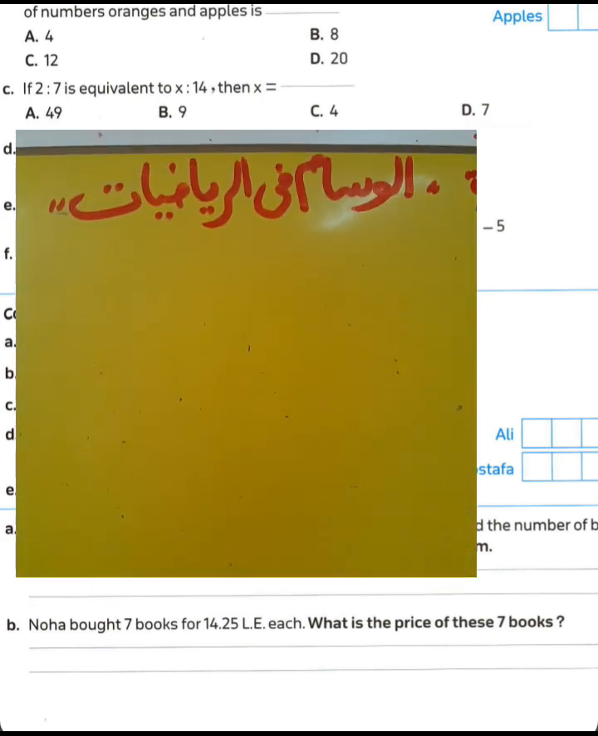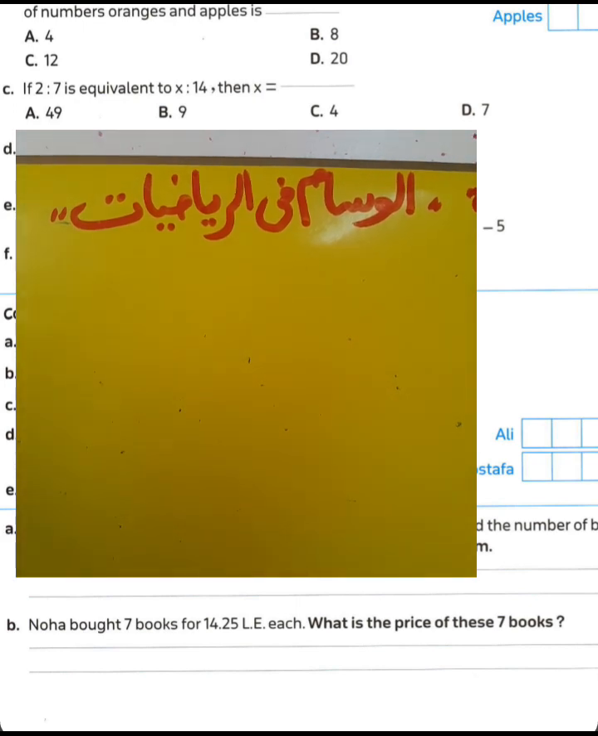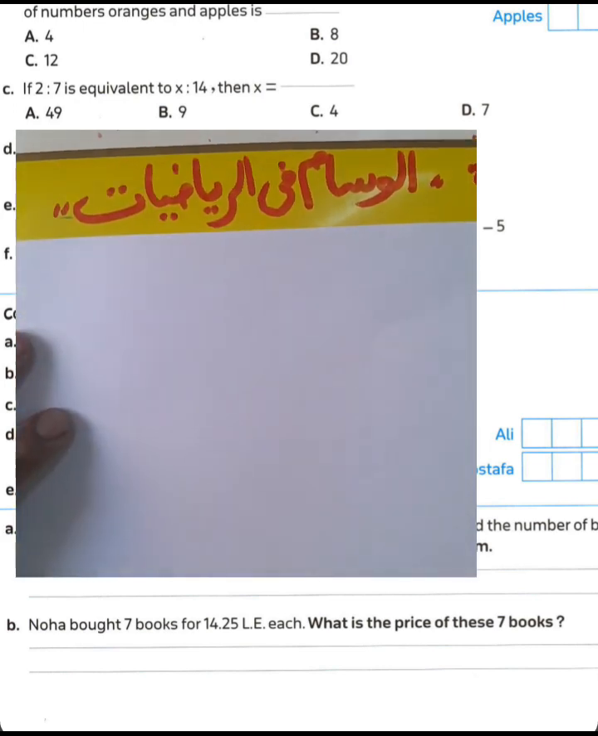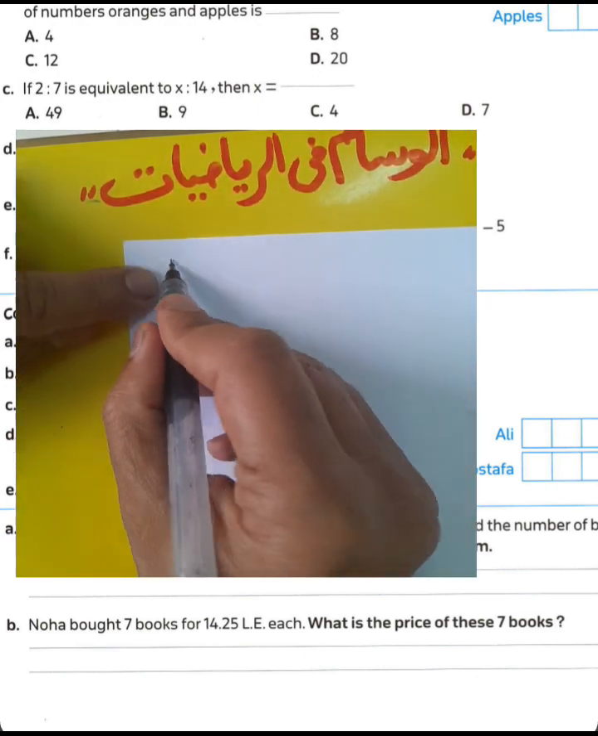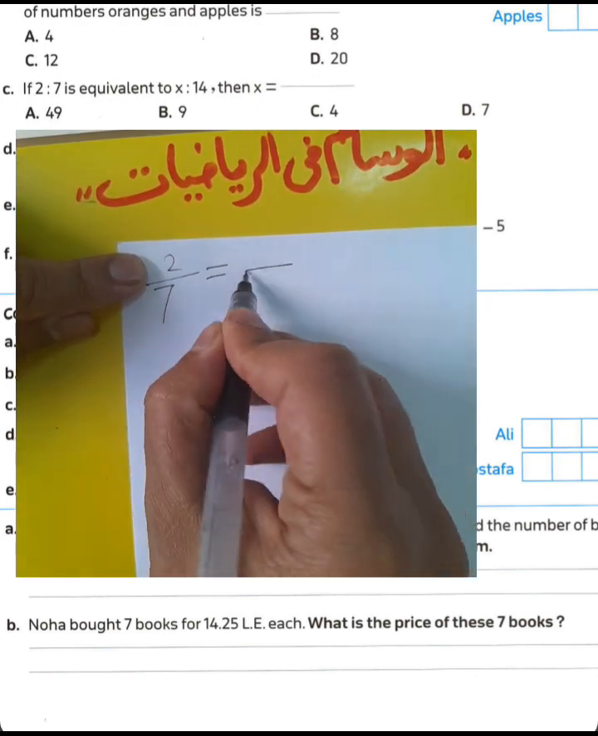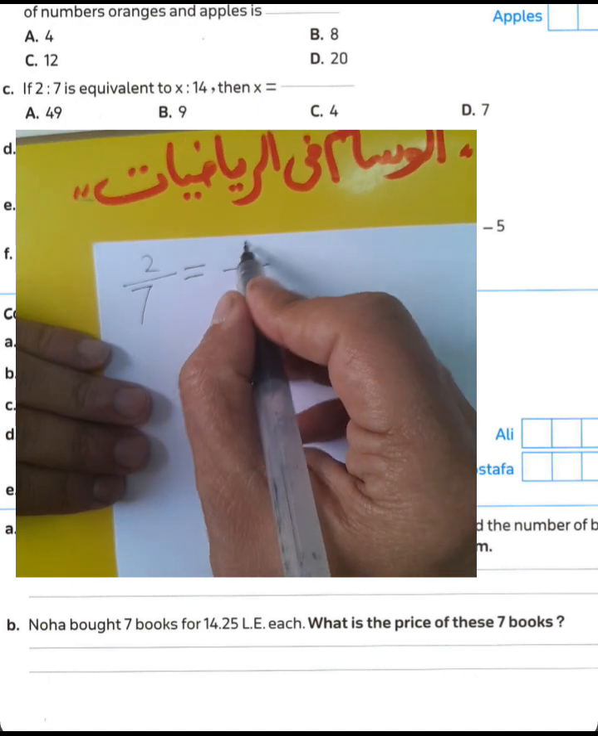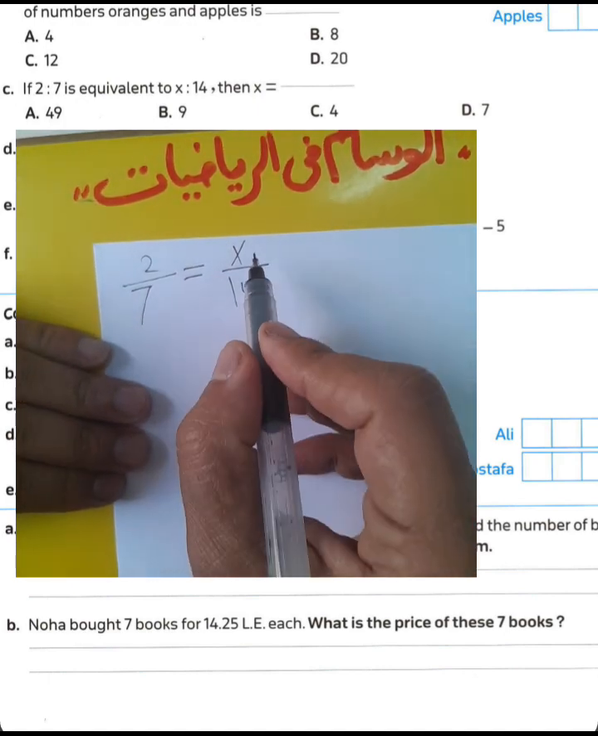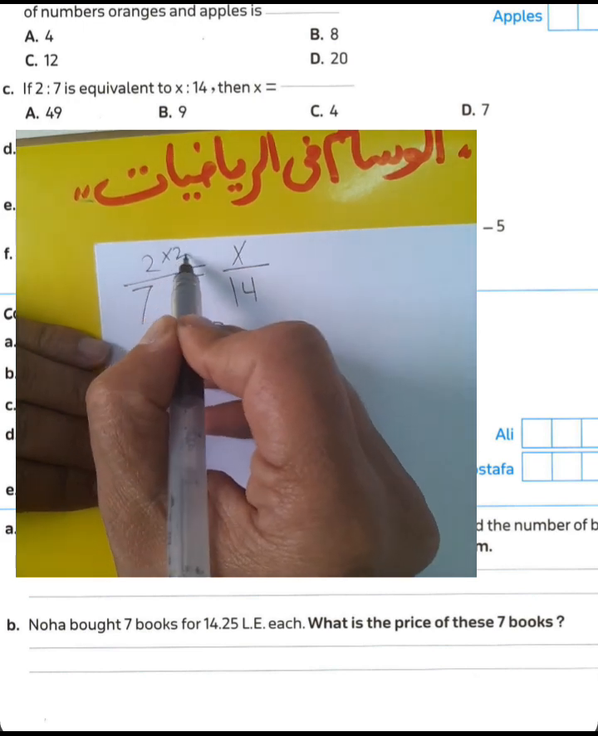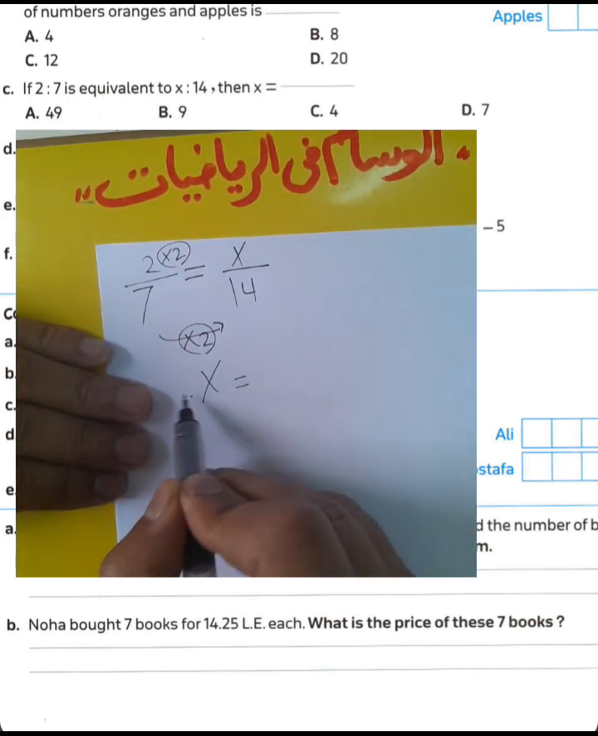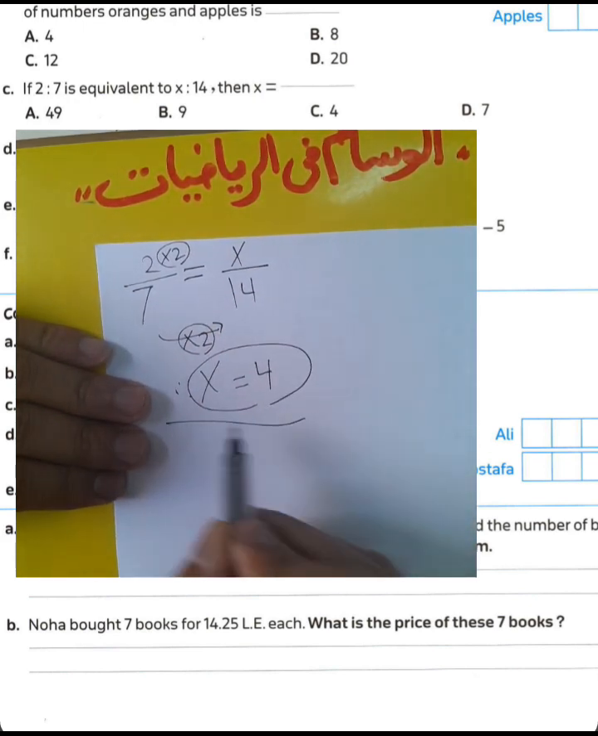C is we have the ratio between 2 and 7 is equivalent to x over 14. You want to find the value of x. We can write the first ratio here, 2 over 7, is equivalent to what? Equivalent to x over 14. We can find the value of x. We know 7 times 2 equals 14, then 2 times 2 equals 4, then the value of x will be 4. Okay.